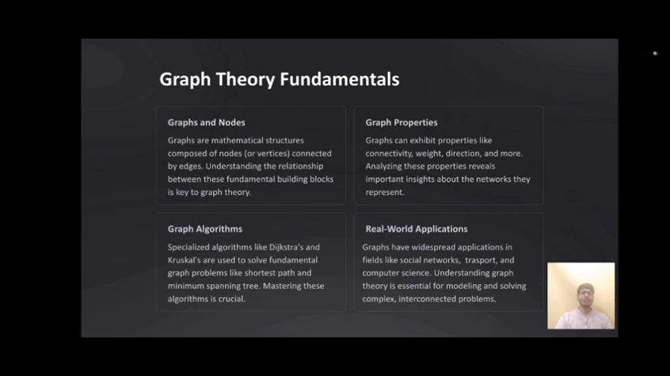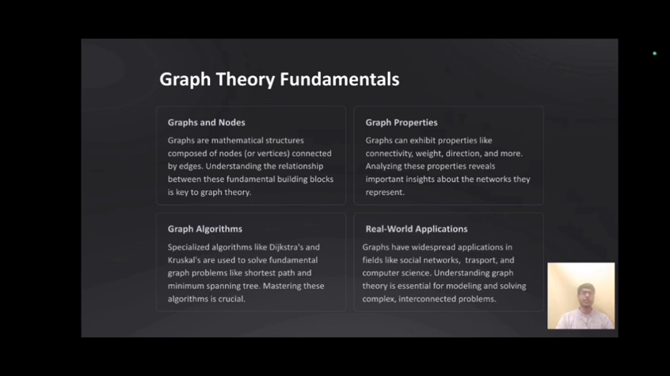Firstly, let's look at the graph theory fundamentals. There are four graph theory fundamentals: graph and nodes, graph properties, graph algorithms, real world applications. Firstly, graph and nodes. Graphs are mathematical structures composed of nodes. They are also called as vertices connected by edges. Understanding the relationship between these fundamental building blocks is key to graph theory.